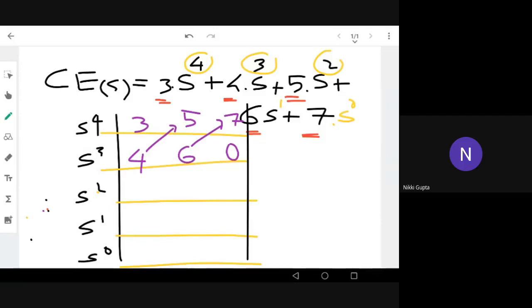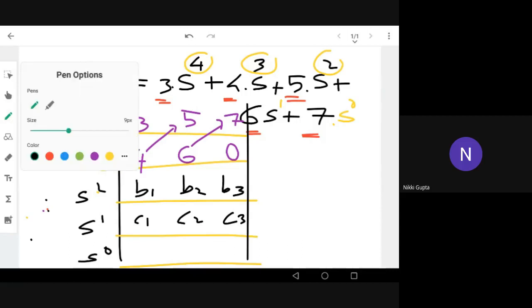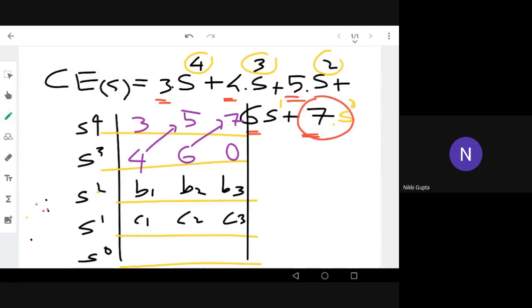Now, what is this element? B1, B1, B2, B3. We are going to find, and then C1, C2. There are two poles in the right side. Let's see. Right, and this last element we know definitely it is going to be 7. This is 7. This is 7. So anyone is getting it is unstable.